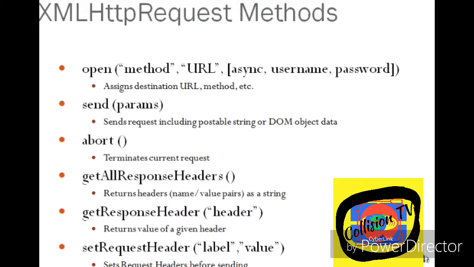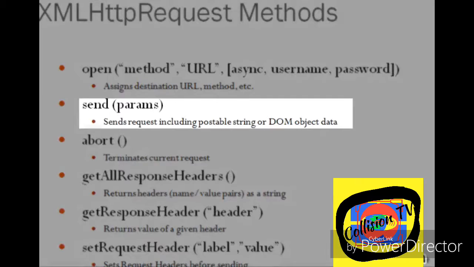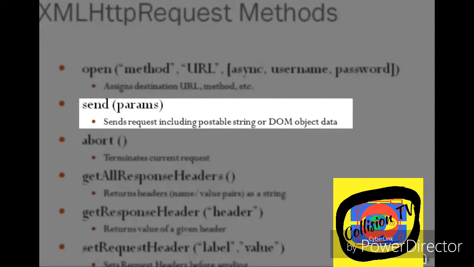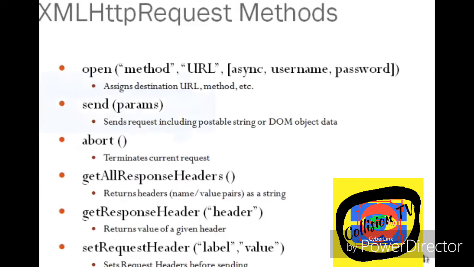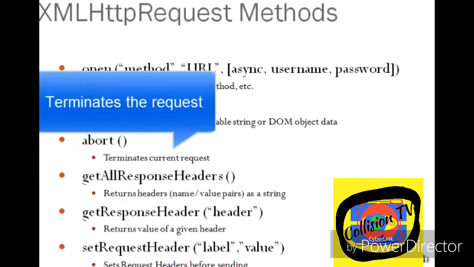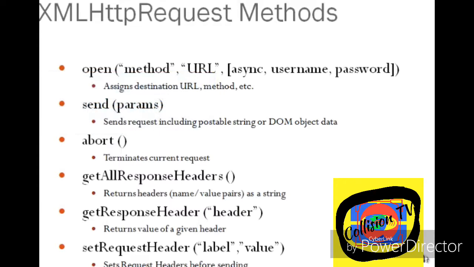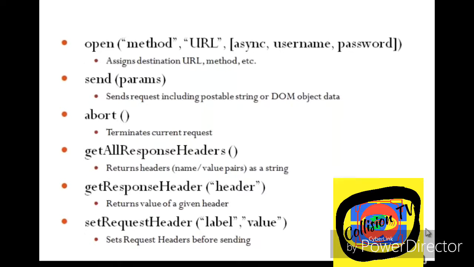The second method is send. Whenever the data is ready to be fetched from the server, this method is called, which in turn calls a callback function. Next is the abort method, which terminates the current request. The others are getAllResponseHeaders and getResponseHeader, which get the response headers. However, only the first two methods are of prime importance. The other one is setRequestHeader, which sets request headers before sending.